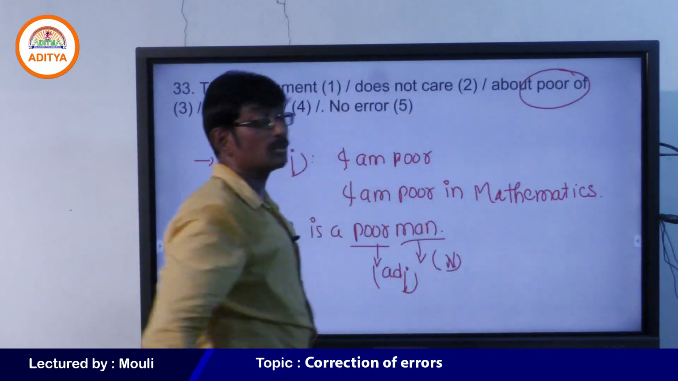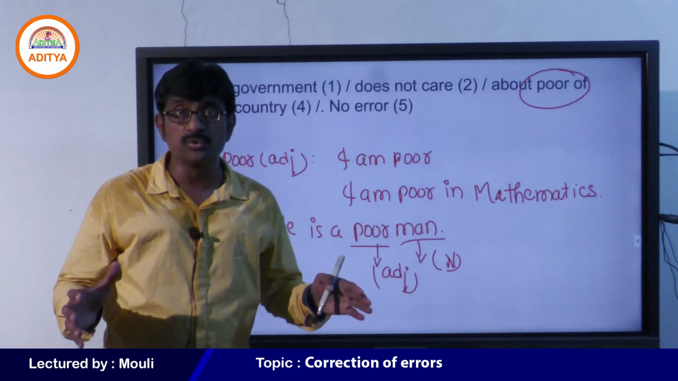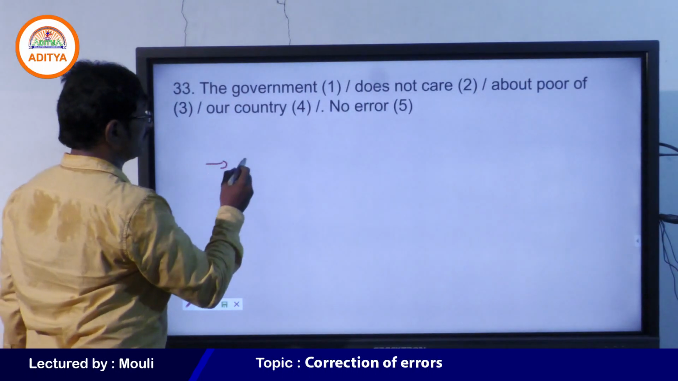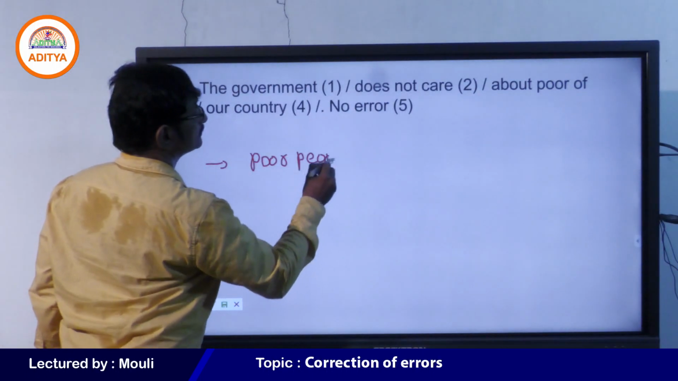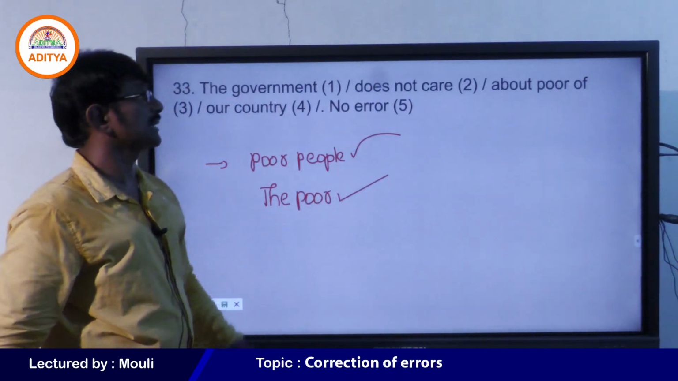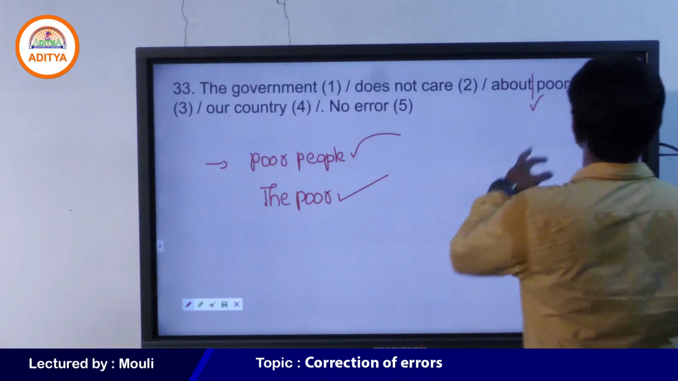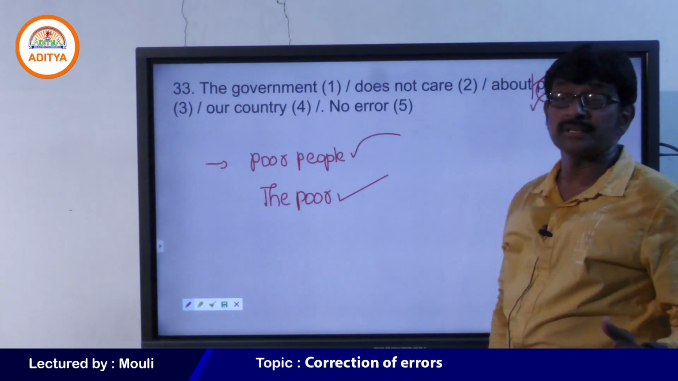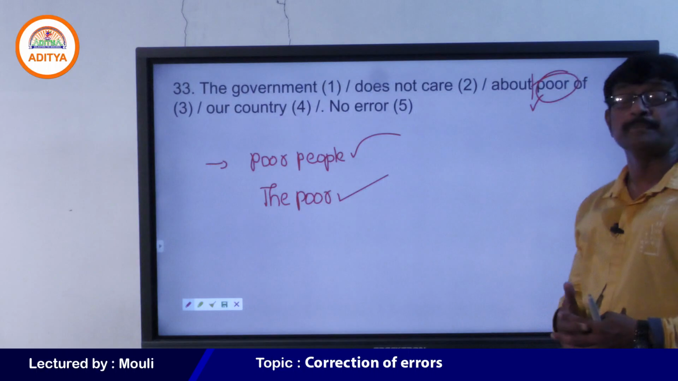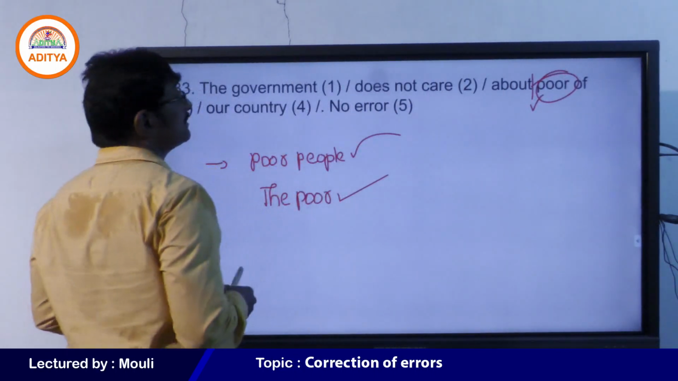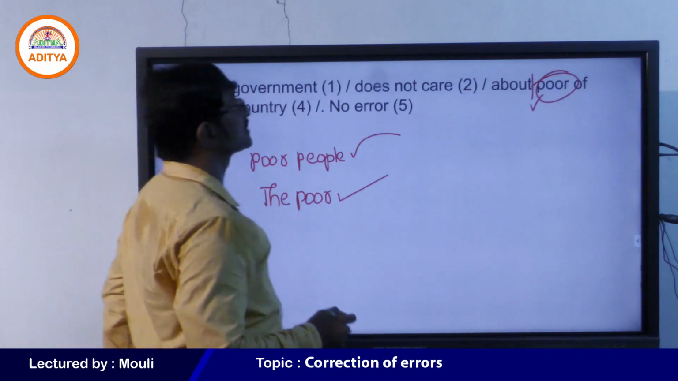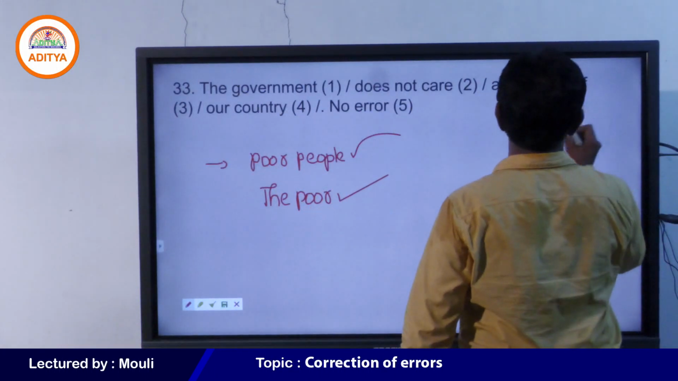But what is the objection? We cannot say poor for all people. If you want to say poor, you have two ways. One is poor people. It is right. If not, you must say the poor. This is also right. But here there is no the. Only poor is given, but the definite article is not given there. When there is no definite article, this will become wrong. So the government does not care about the poor must be there.